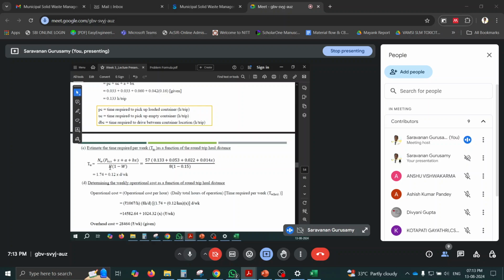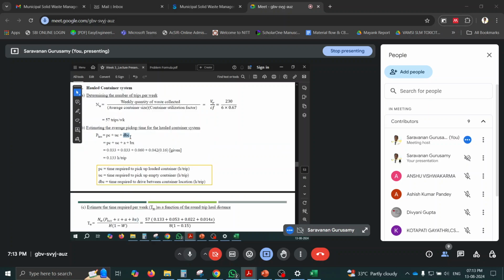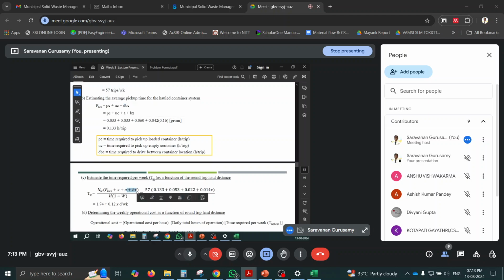So that PHCS we are taking into the time required per week formula. We are getting time required in terms of X because we don't know what X is. That A plus BX is different for the stationary container system and different for the hauled container system, so please don't get confused by this empirical formula. A plus BX will play both in the stationary calculation and also in the hauled calculation. So this is simply the PHCS formula. Okay, so this X we need to find out. So TW we have analyzed in terms of X.